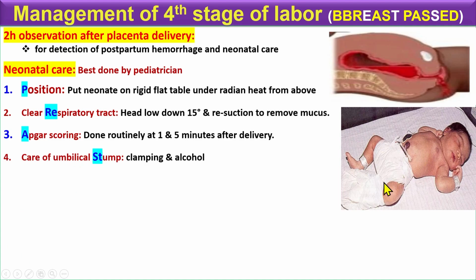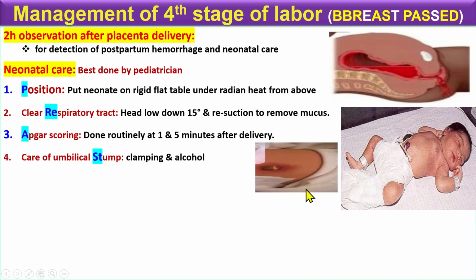In case of sepsis, you can see an inflamed stump, so clamping and alcohol should be applied. And then the examination for the sex and the congenital anomalies. Okay, the anomalies and the sex.